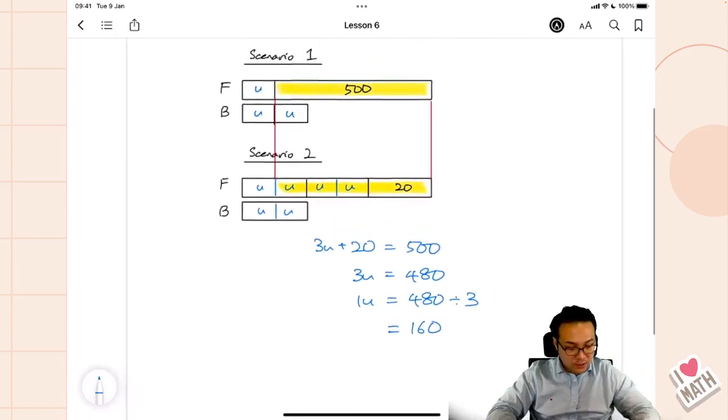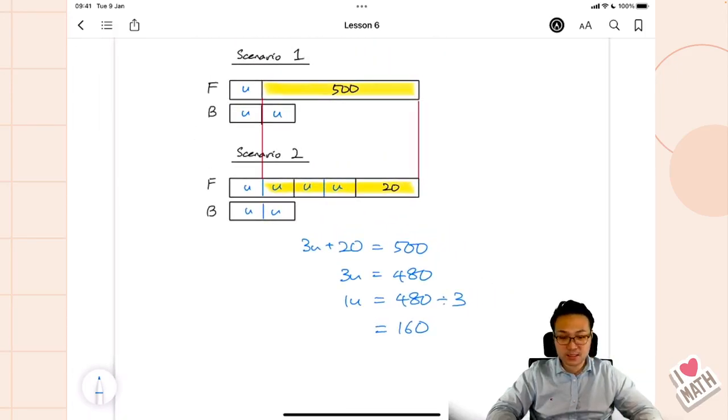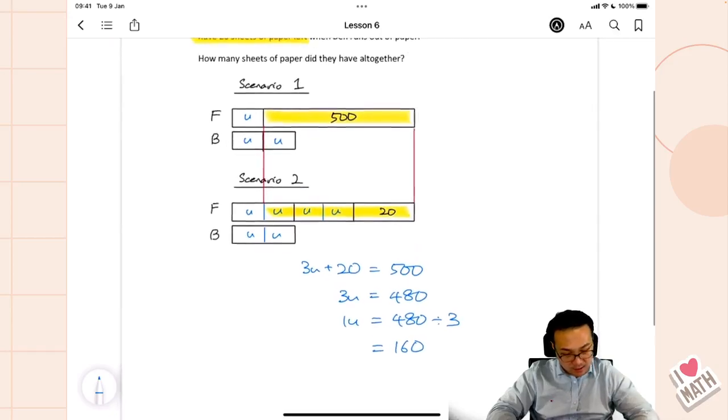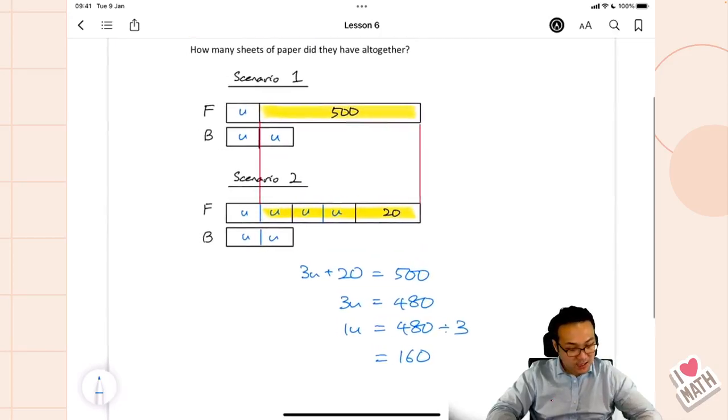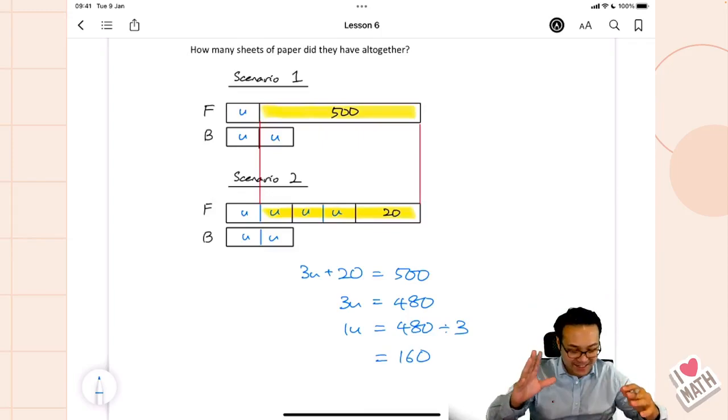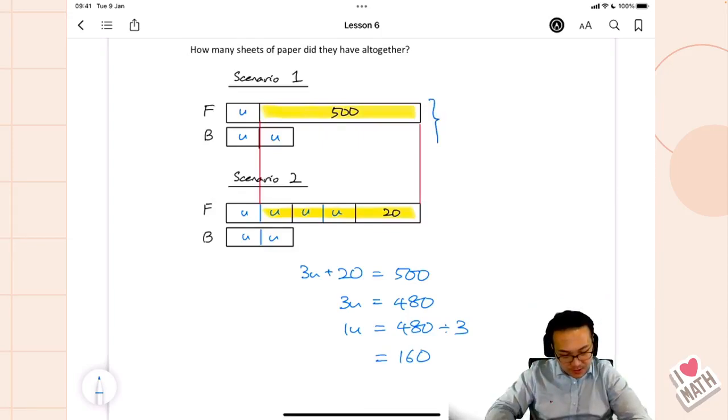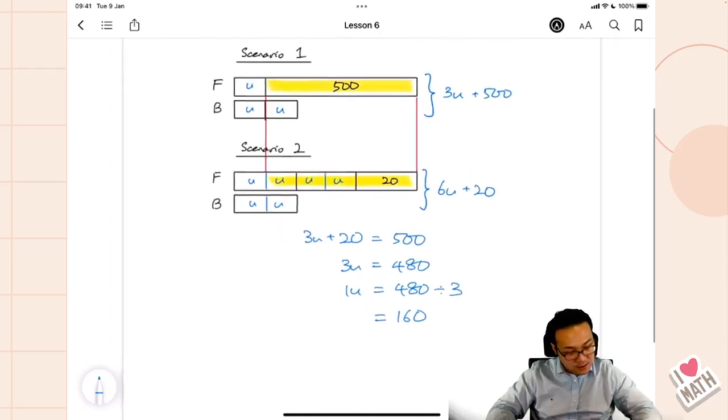Okay, so now we already know that 1 unit is 160. What is the question asking? How many sheets of paper did they have all together? Okay, no problem, all together, right? Over here, scenario number 1, I have 3 units plus 500. Over here in scenario 2, I have 1, 2, 3, 4, 5, 6. 6 units plus 20. Okay, let's see if we get the same answer, okay?